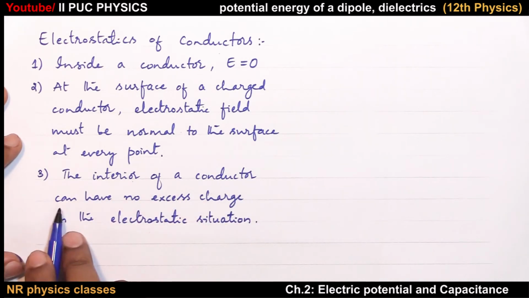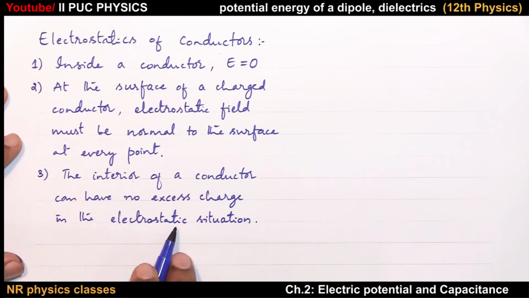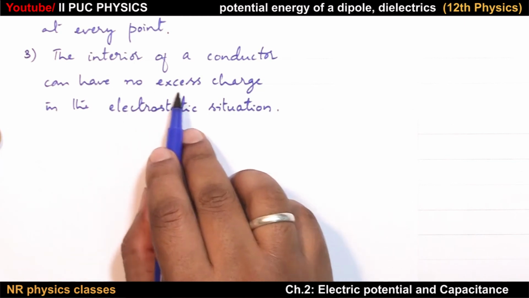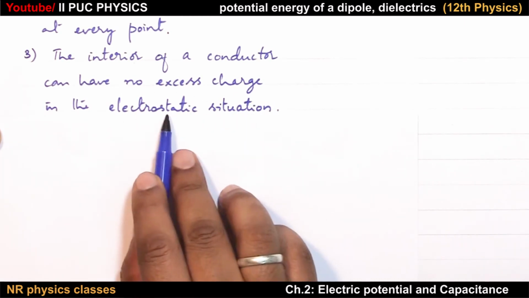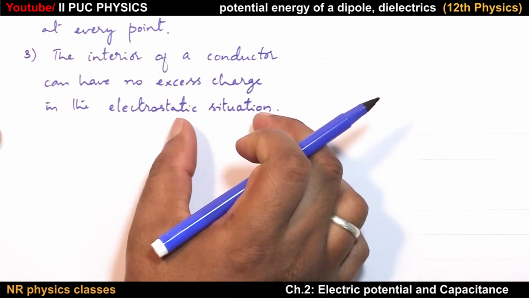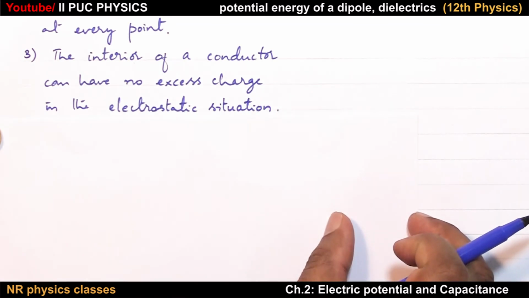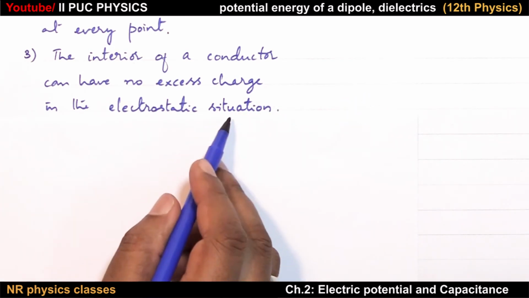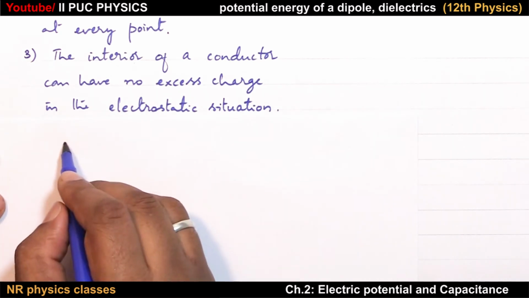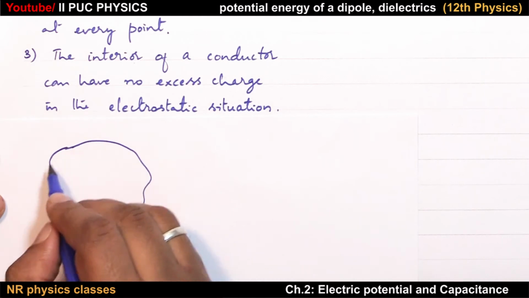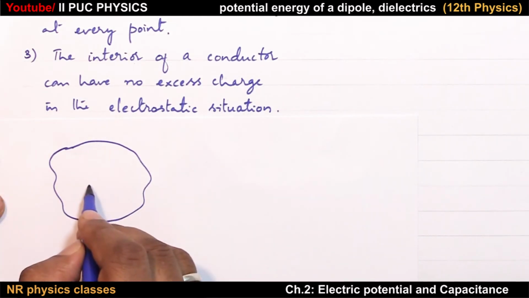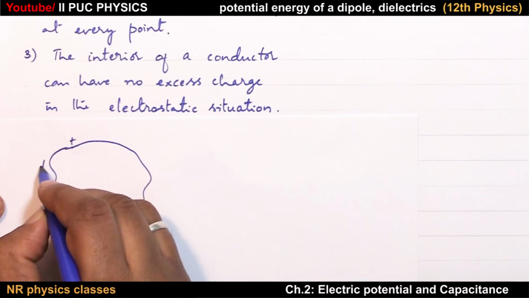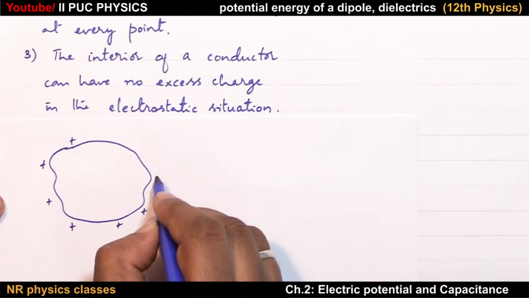The interior of a conductor can have no excess charge in the electrostatic situation. Electrostatic means the conductor is not applied to any external electric field, like it is not connected to a battery. Okay, that is the meaning of electrostatic situation. If this is a conductor, during electrification, if charge is induced, developed, then that charge will reside on the outer surface. Always.